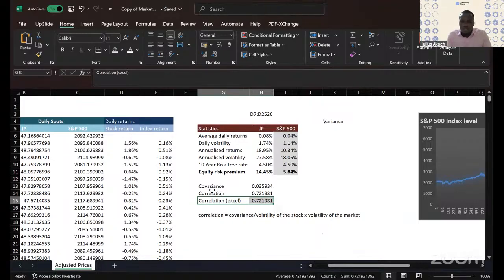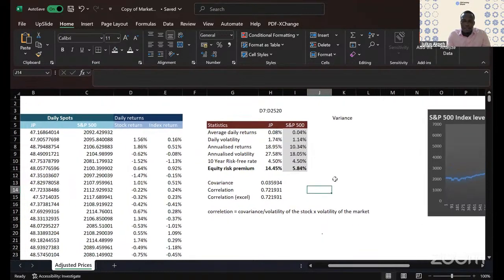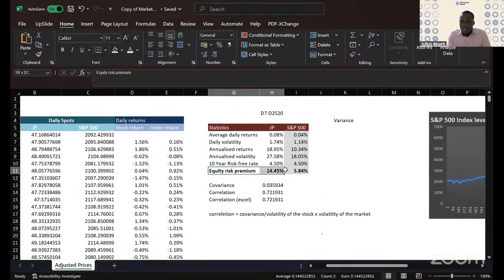So because of this correlation between them, it may imply a lot of other things that I'll be covering, right? Good. So we have succeeded in calculating equity risk premium, and that is what I wanted to do. So my first task for the day is over.